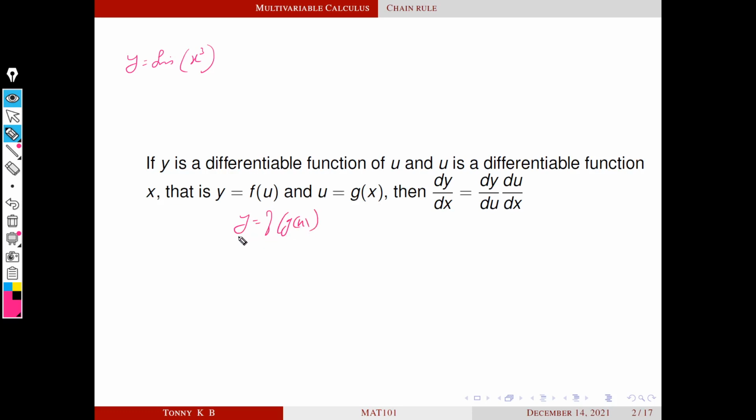So we can differentiate y with respect to x. How? That is dy by dx. Dy by dx is equal to dy by du into du by dx.